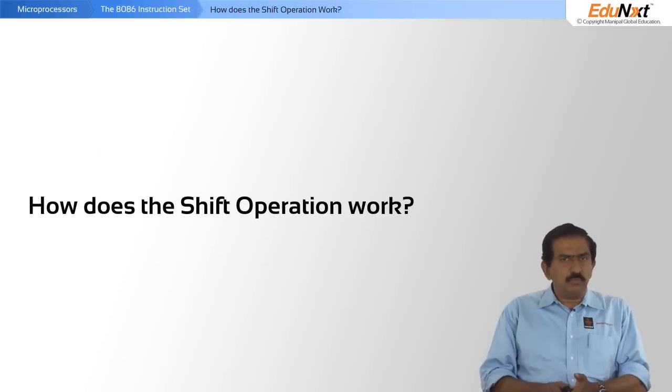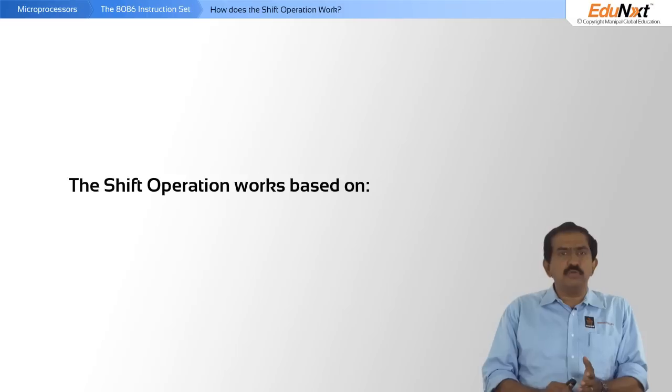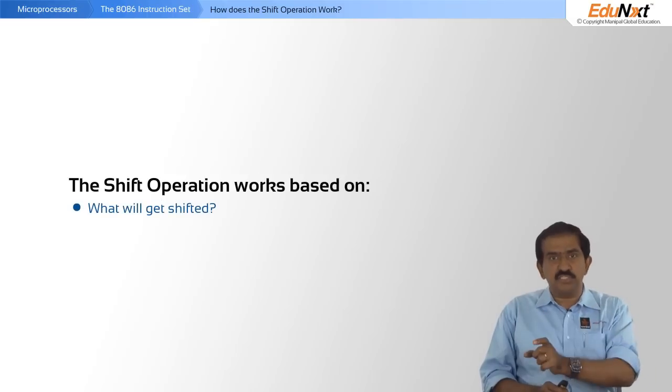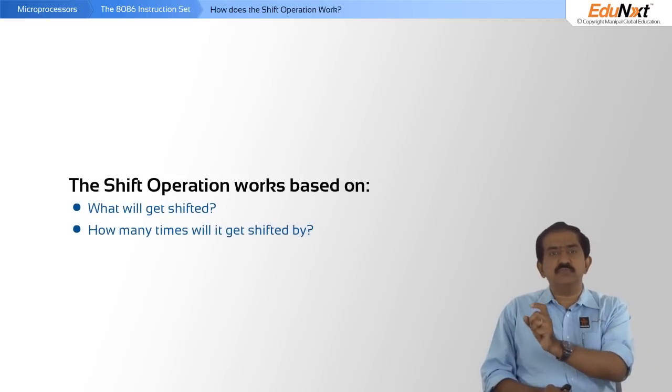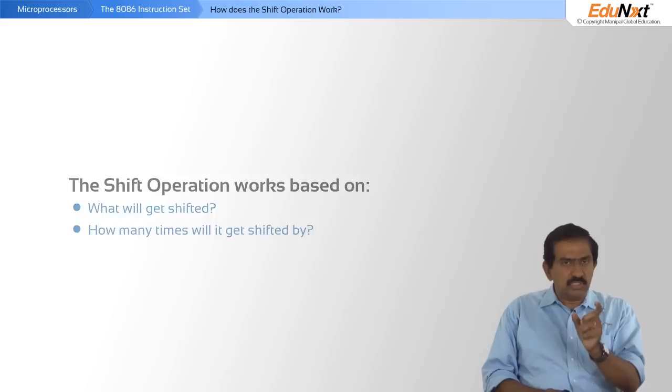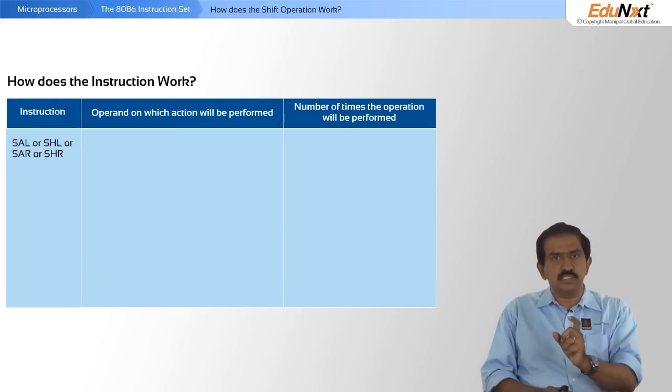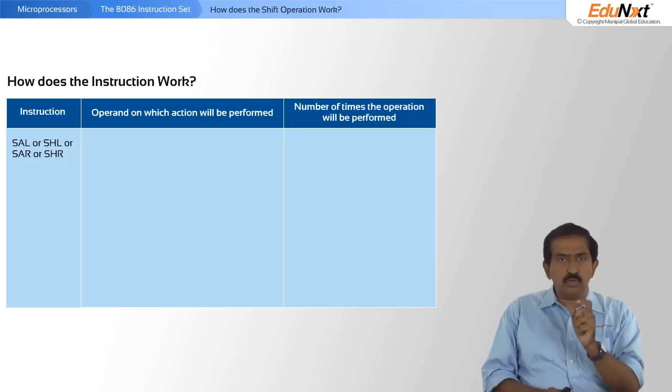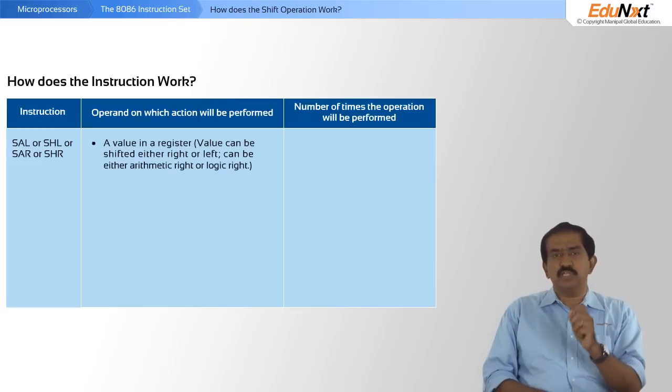So how does the shift operation really work? I mean, what happens within the processor? Right, so the two things that are important for the shift operation: what will get shifted and how many times will it get shifted. So the instruction itself will tell you what gets shifted and by how much. So how does this work? What can get shifted is really a value in a register. And you can choose what register that is, and you can say, look, I want that particular value to be shifted right or shifted left, arithmetic right or logical right, whichever way you want to do that.